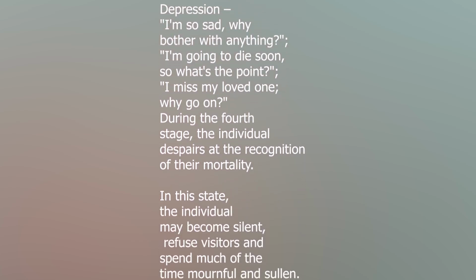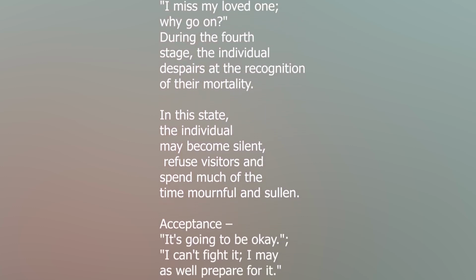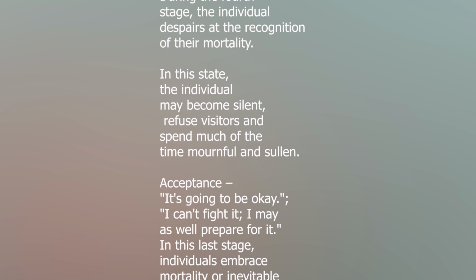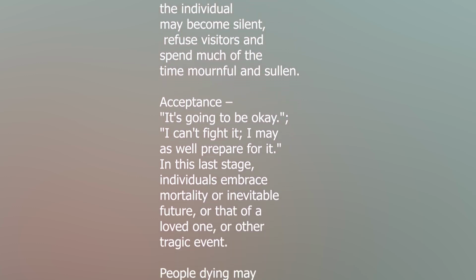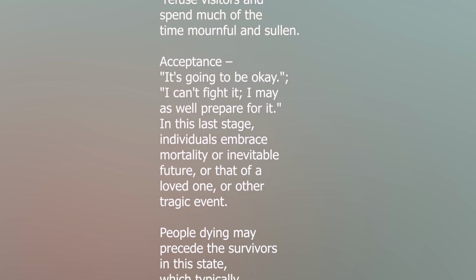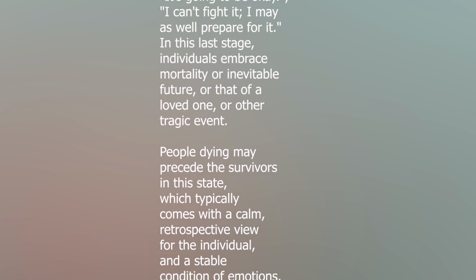Acceptance. "It's going to be okay. I can't fight it. I may as well prepare for it." In this last stage, individuals embrace mortality or inevitable future, or that of a loved one, or other tragic event. People dying may precede the survivors in this state, which typically comes with a calm, retrospective view for the individual, and a stable condition of emotions.